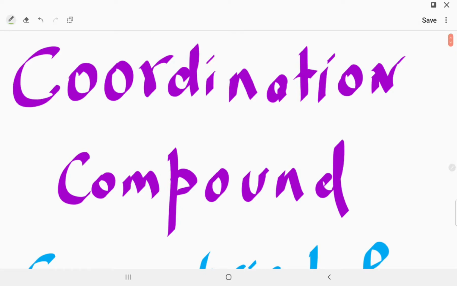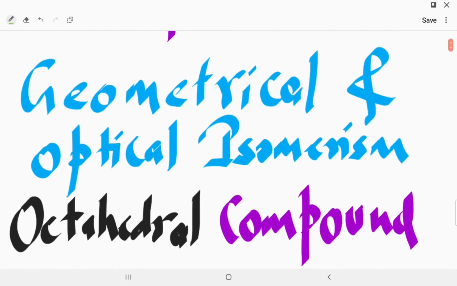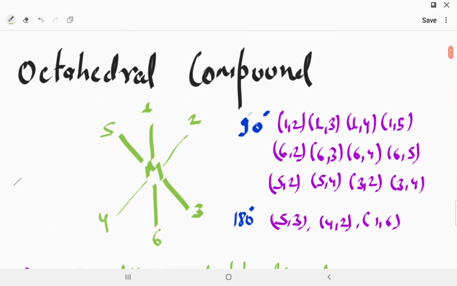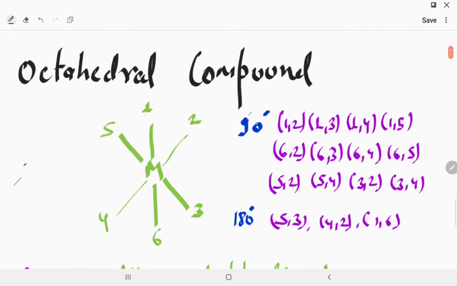Now guys, we are again with the new video of coordination compounds, on isomerism. In this we are going with the geometrical and optical isomerism in octahedral compounds. Now in octahedral compounds, the metal atom has 6 ligands. First of all, you have to understand that the metal atom has 6 ligands.